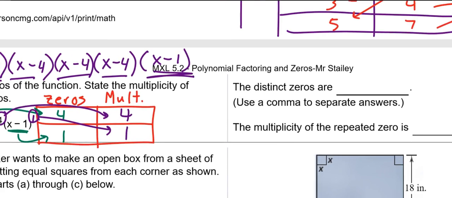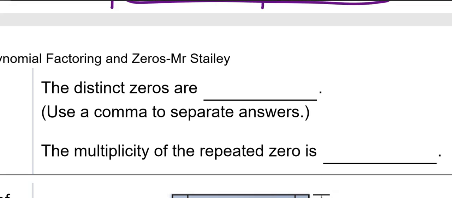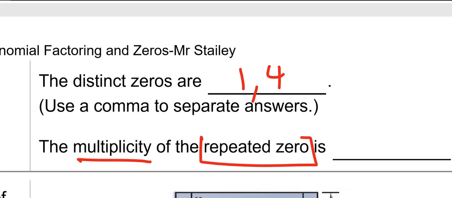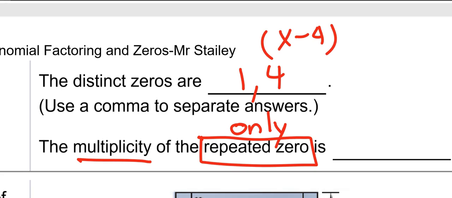Okay, now, to finish out question 10, it said this. The distinct zeros are, well, you and I decided that 1 and 4 were the two x-intercepts that we found on question 10. But then it says this. The multiplicity of the repeated zero. Now, folks, they are asking me for only the repeated zero. You had x minus 4 to the 4th. Sorry, it's bad looking 4. My apologies to all the 4s. Okay, and x minus 1.